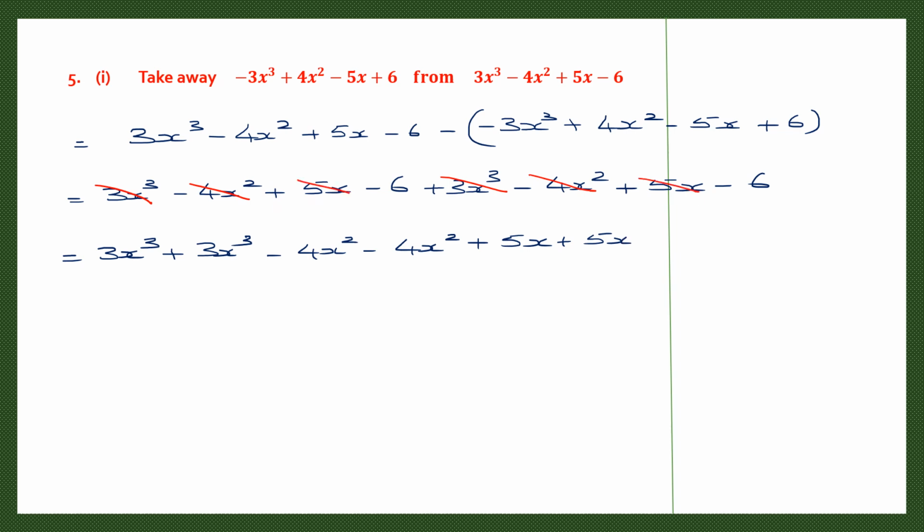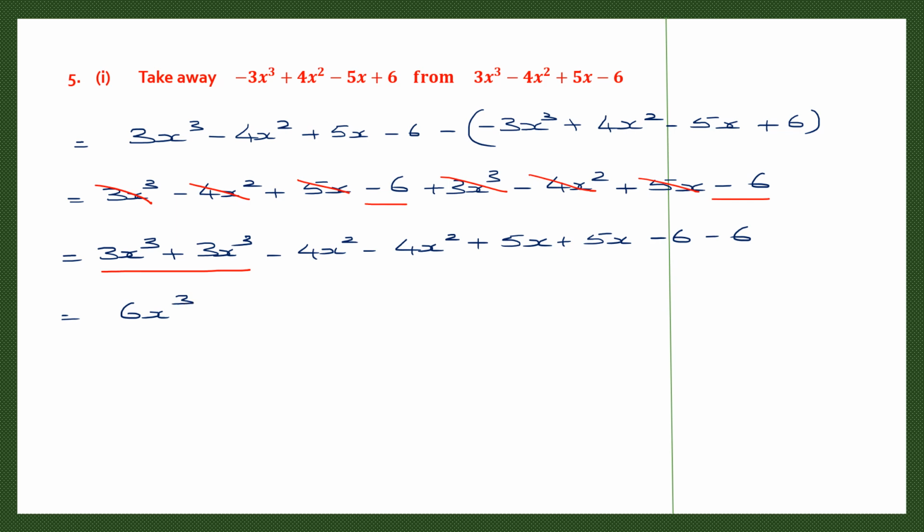So what is left is only the whole numbers, minus 6 and minus 6. Okay, so we have all the like terms together. Let's work out. So here we have 3x cubed plus 3x cubed. 3 plus 3 is 6. So this will be 6x cubed.